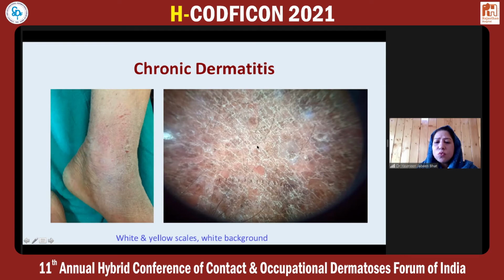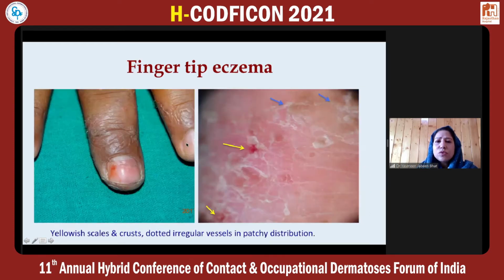And if you see more of the white scales, a few of the yellow scales as well, but there is more of the whitish background. Same is the case with the fingertip eczema, where we can see these yellowish scales and crust and patchy red dots and a whitish background hue.